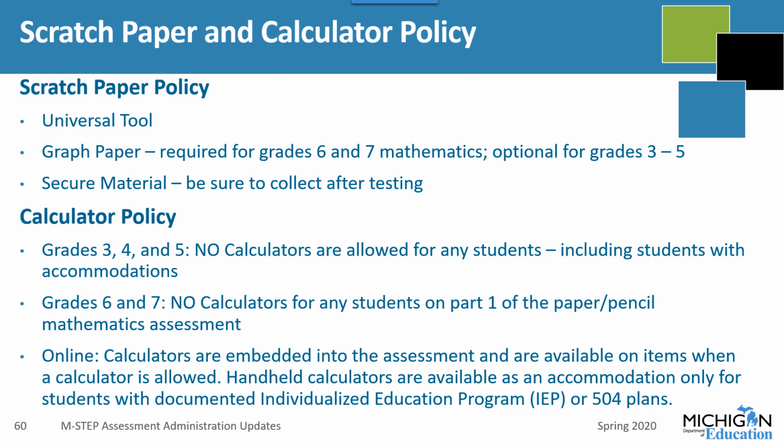If you have a student in grade 6 or 7 who wants to use a handheld calculator and is an online tester, this is only allowed if it is listed as an accommodation in the student's IEP, and it should only be provided on items that include a calculator on the item. This needs to be monitored by the test administrator. For paper-pencil testing at grade 6 or 7, there are no calculators on Part 1, but they are allowed on Part 2.